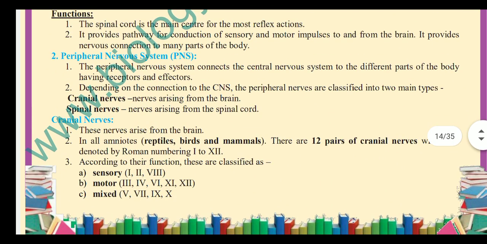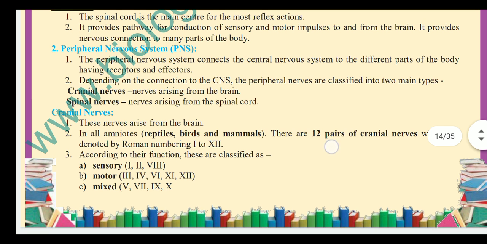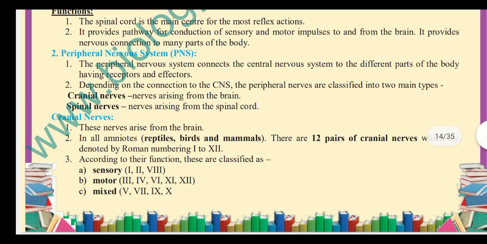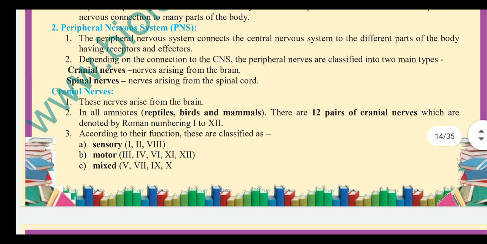It is the main center for most reflex actions. It provides a pathway for the conduction of sensory and motor impulses to and from the brain. That means it carries impulses towards the brain, and also receives impulses from the brain and sends them to the body. It provides nervous connection to many parts of the body.